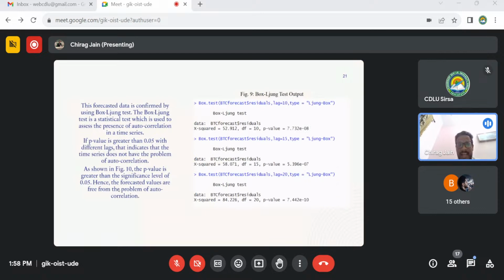The entire forecast I confirmed by using the test known as Box-Ljung test. The output of this test also showed that the data is not having the problem of autocorrelation. With the different lags, lag 10, lag 15, lag 20, the p-value comes out to be like 0.757, which is much more than 0.05. So the problem of autocorrelation was not there.